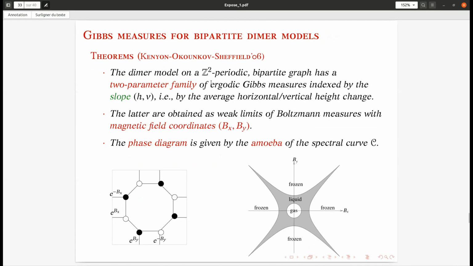So the result that we have depends on the result of Kenyon, Okounkov, and Sheffield, which is that the dimer model, as I was saying, answering the question in the beginning, has a two-parameter family of ergodic Gibbs measures indexed by the slope, but you don't need to know what the slope is. And also that they are obtained explicitly as weak limits of Boltzmann measures with magnetic field coordinates. And then the phase diagram is explicitly given by the amoeba of the spectral curve. Okay, so here you have gaseous phase, frozen phases, and liquids. So you see the amoeba is actually the phase diagram of your model.